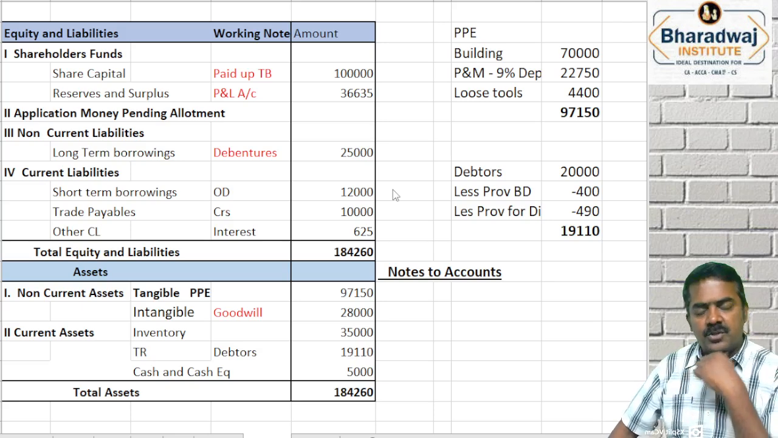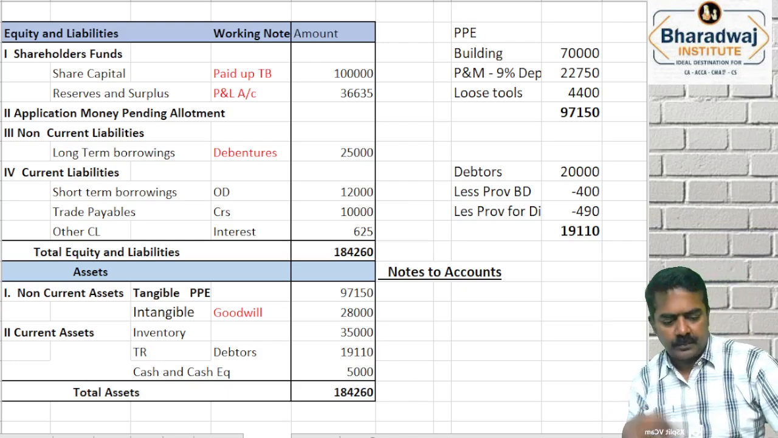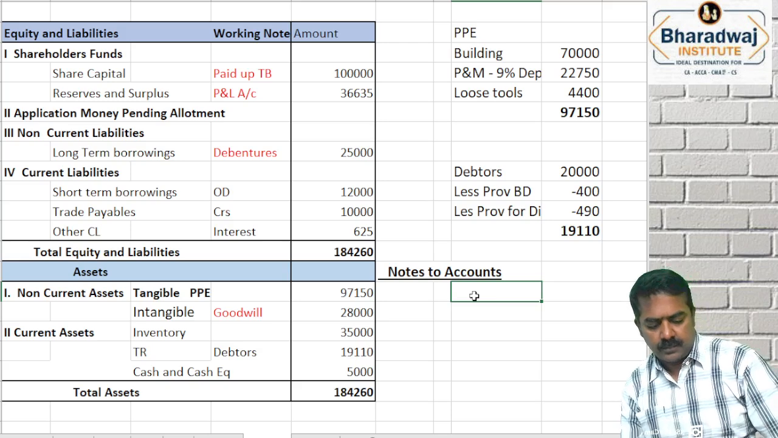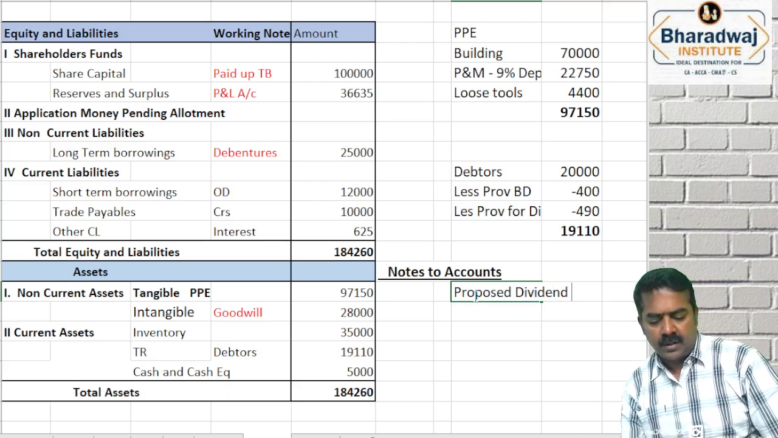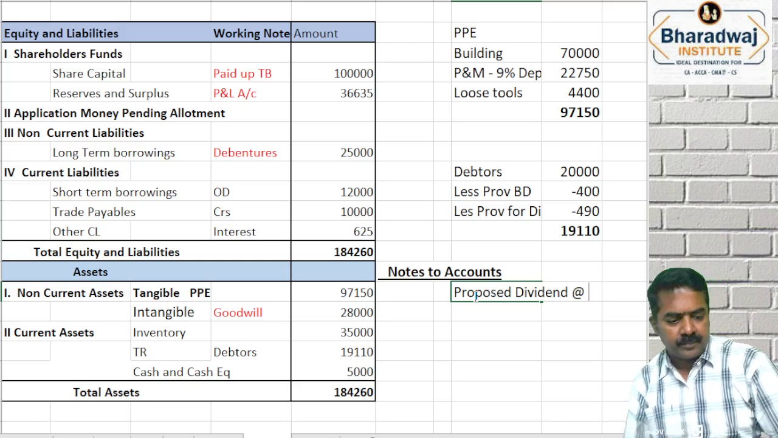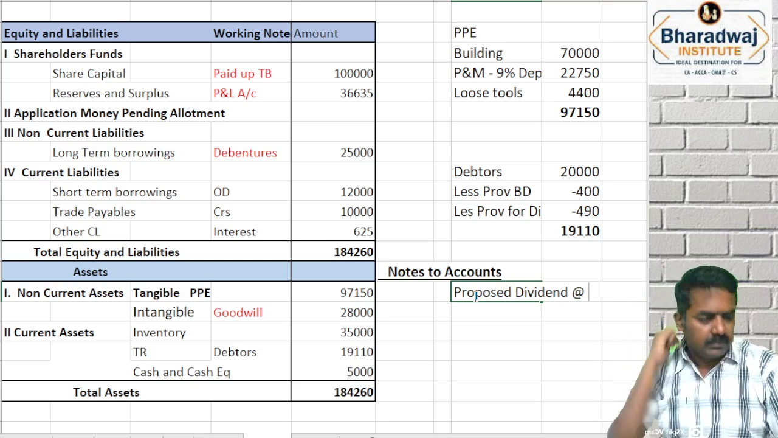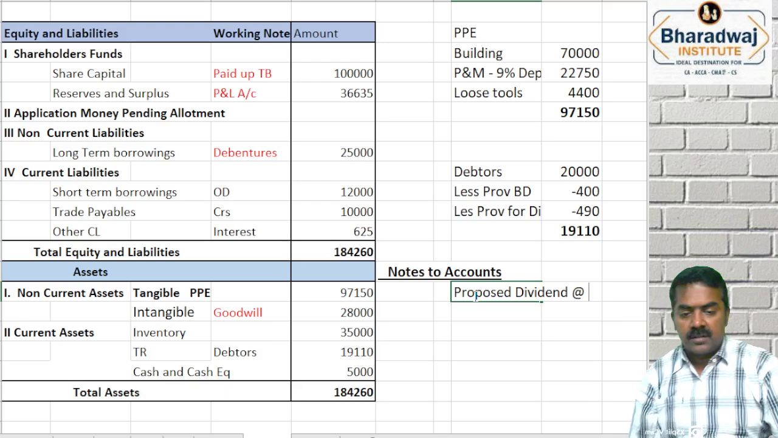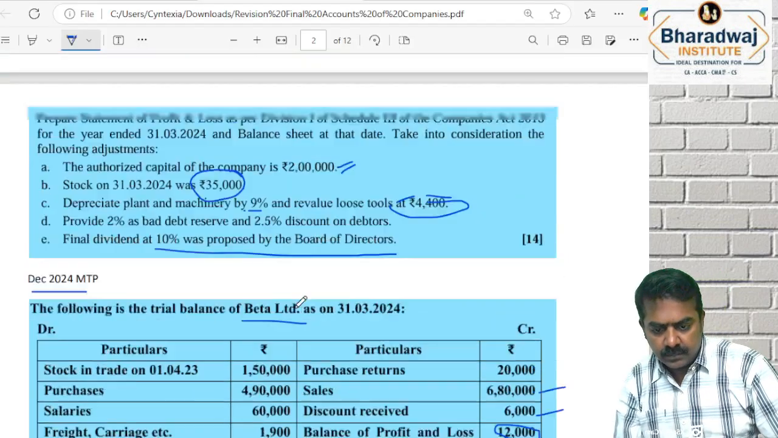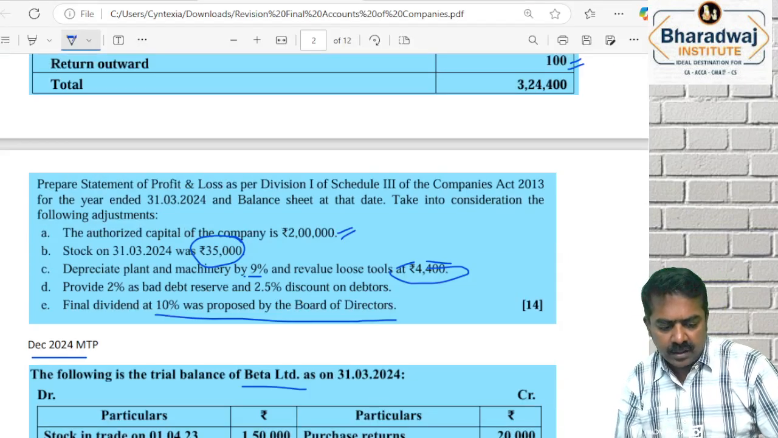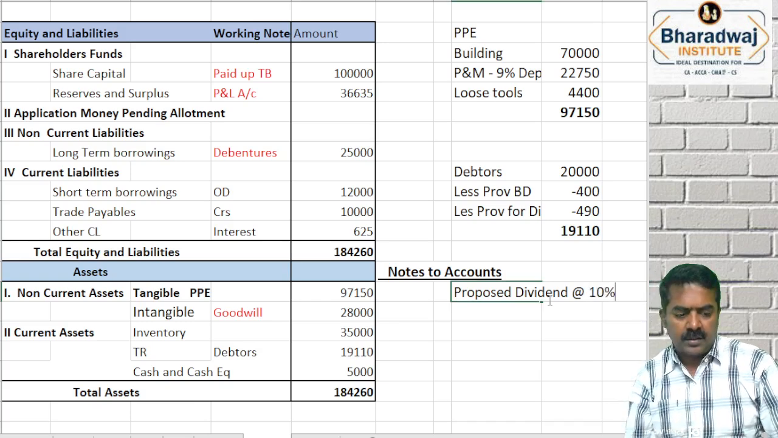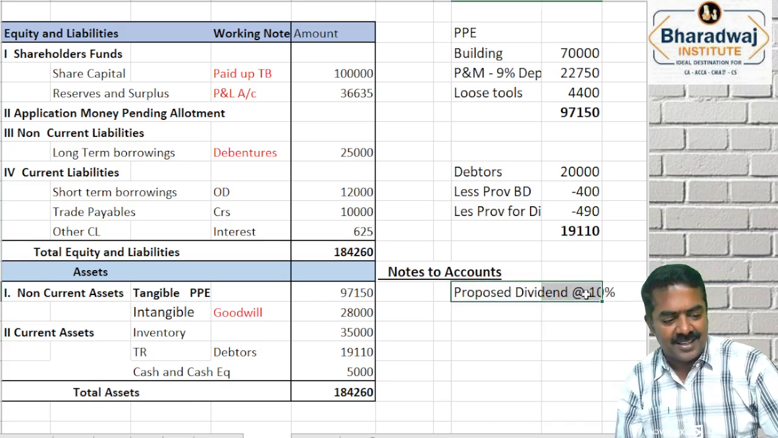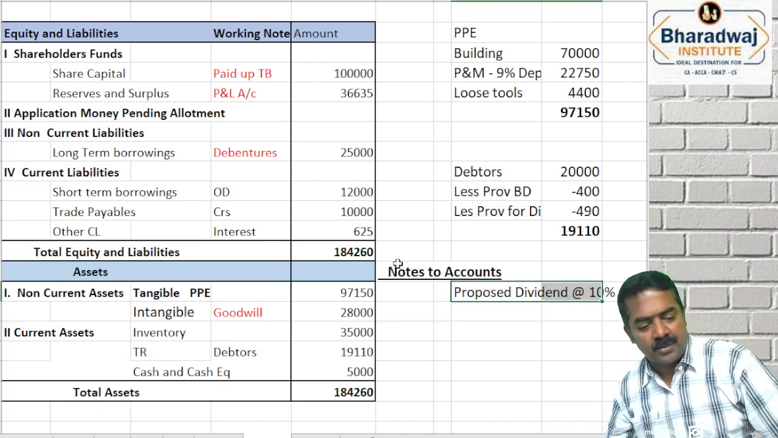It is just a proposed dividend. As per company law also, it must be shown only as which one? Notes to accounts. At the rate of how much percentage? What is the percentage of proposed dividend? 10%. You should not write like this. The directors have recommended a dividend of 10%. Like that, you would write proper notes to accounts.